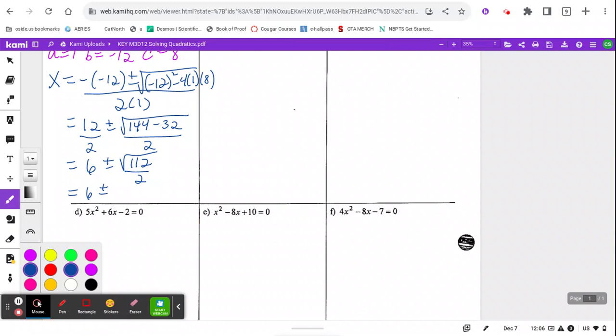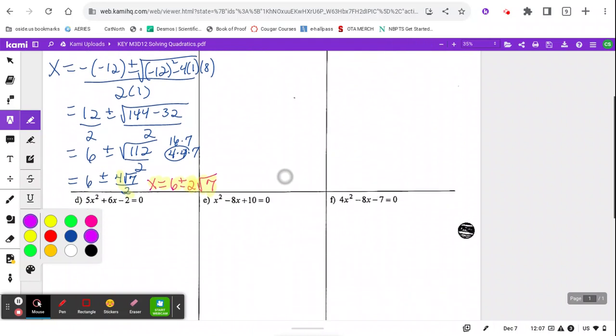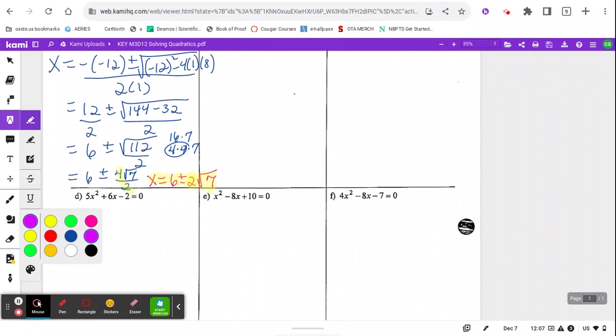It does go in. So if 112 is 16 times 7, or 4 times 4 times 7, a 4 can come out and a 7 stays in. So 4 root 7 over 2. That means that our final answer is going to be x equals 6 plus or minus 2 root 7, because 4 divided by 2 gives us 2. This part right here is simplified in the final step. So here's our final answer. 2 real roots, 6 plus 2 root 7 and 6 minus 2 root 7 are our 2 roots. We're just solving, so we're leaving it there. We were not asked for the intercepts on this one.